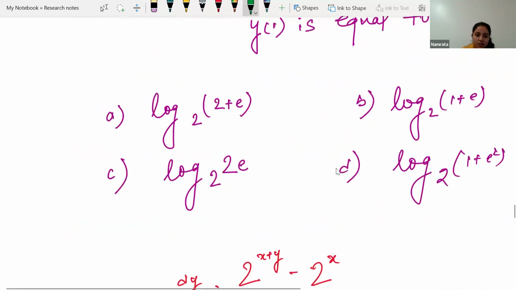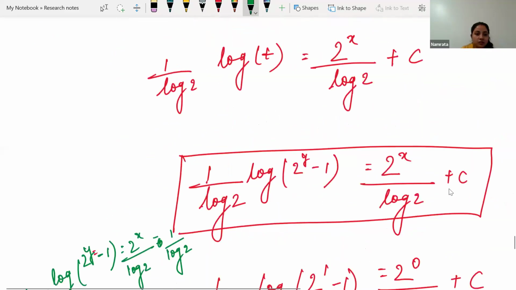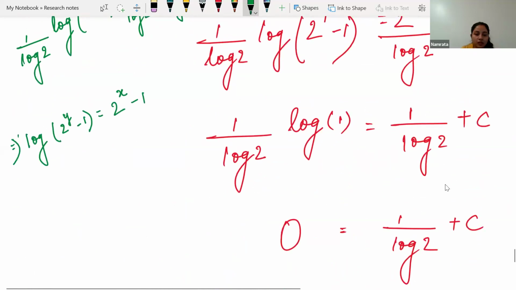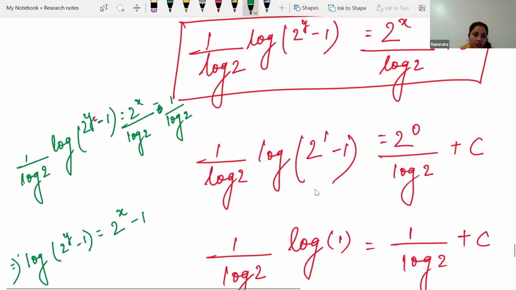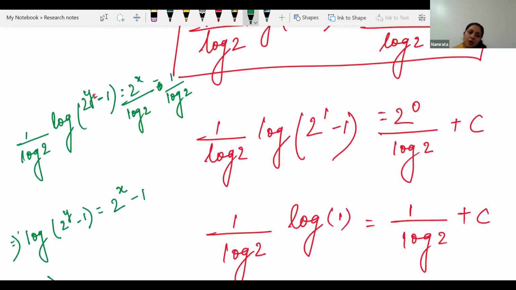Let me see what options are given over here. Now, if we shift the logarithm, what are we getting? If we shift the logarithm, here we need to use the property of logarithm, I believe, to just reach the answer.